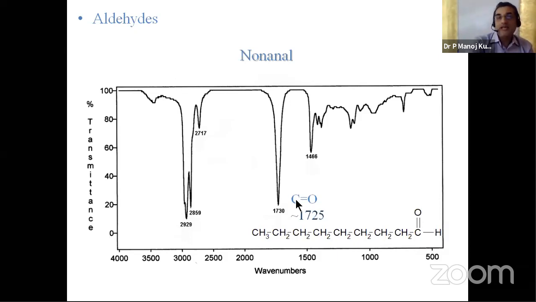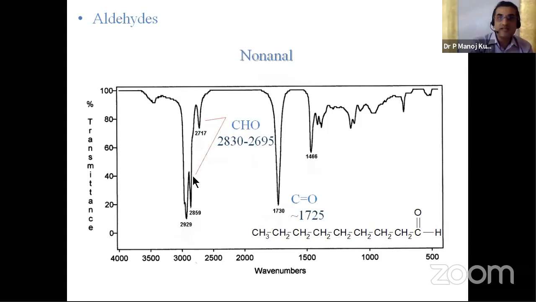You will be getting C double bond O more than the base value, more than that of a ketone. Why? Because there is no alkyl group to exert a plus inductive effect over there. And because of that, what will happen? The carbonyl group is strengthened over here and you are getting it at a higher wave number of 1725. More than a ketone, you will get it as an aldehyde. And what is the other feature that you are going to get in case of an aldehyde? See here, two peaks you are getting.